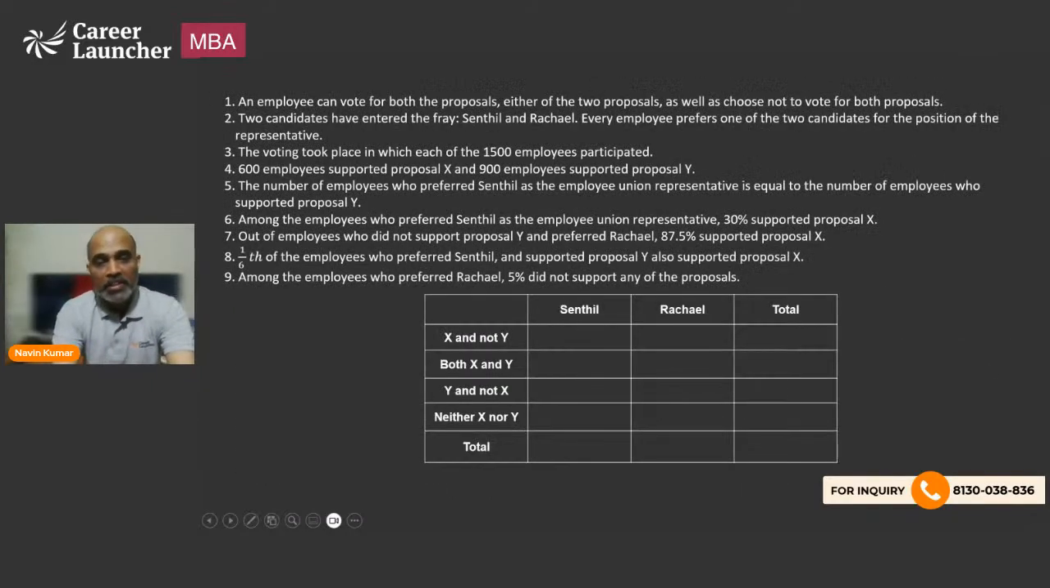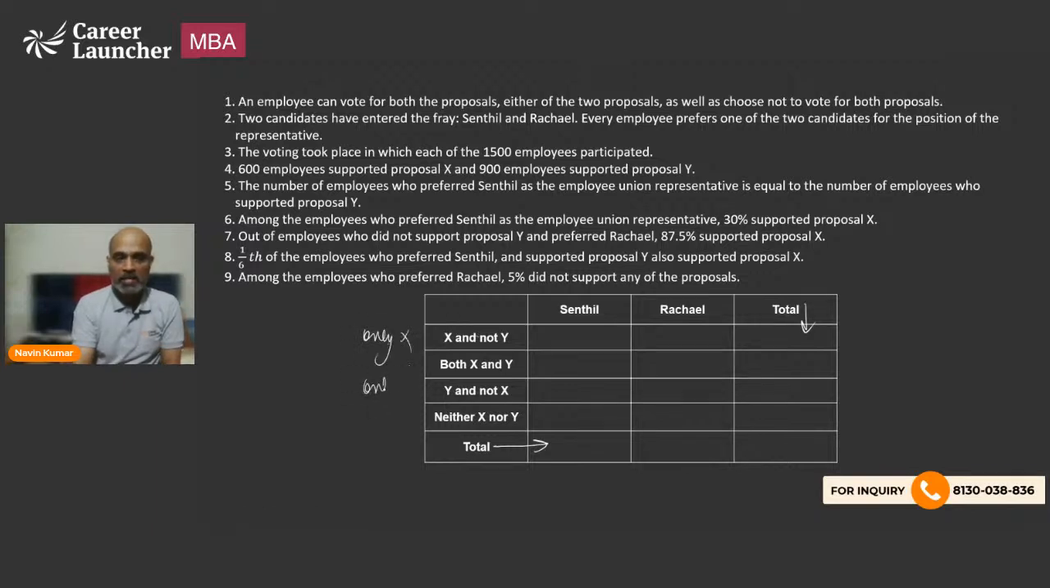Chalo. So everything is in front of you. Draw this table quickly. So there is one total which will talk about total Senthil, total Rachel. And there is another total which will talk about how many total X and not Y, both X and Y, Y and not X. So X and not Y is same as saying only X. This is same as saying only Y. This is saying none, and this is like saying both. दोनों proposal को जो like करते हैं, Senthil का ये होगा, Rachel का ये होगा, right?